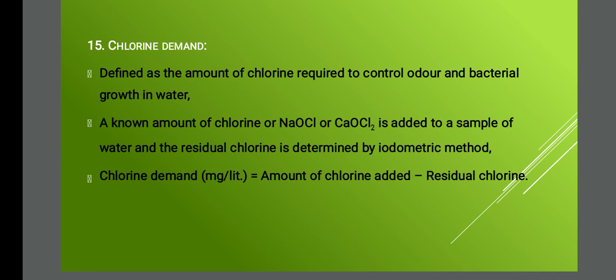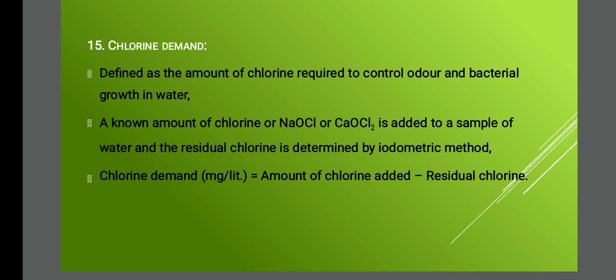It is defined as amount of chlorine required to control the odor and bacterial growth in water. Unpleasant odor வரும், நிறைய பாக்டீரியாஸ் வளர்ந்து, பாசி பிடிச்ச ஒரு மாதிரி ஸ்மெல் வரும். ஸோ டு ப்ரிவெண்ட் தட் யூ ஹவ் டு control that process. So for that you are in need of chlorine, because chlorine is a very good disinfectant.